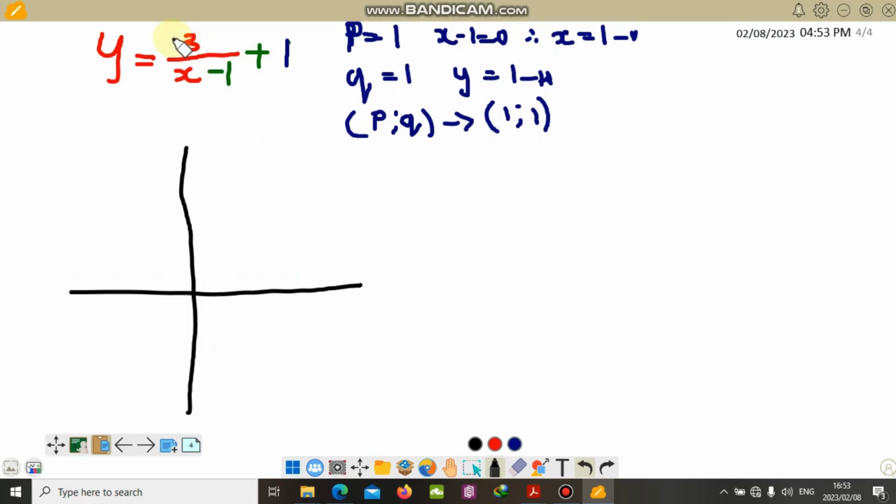See that A is positive, it's positive 3 there. A is positive. So what we will do is draw the asymptote lines. So P is 1. So we'll start by doing that. Remember, if it's negative here, the graph shifts to the right.